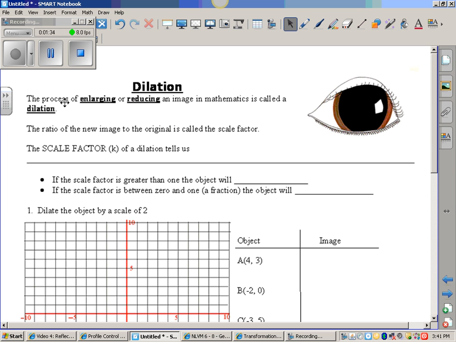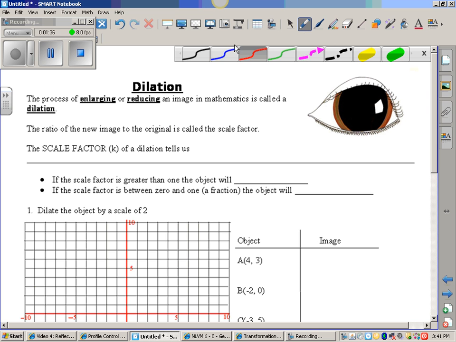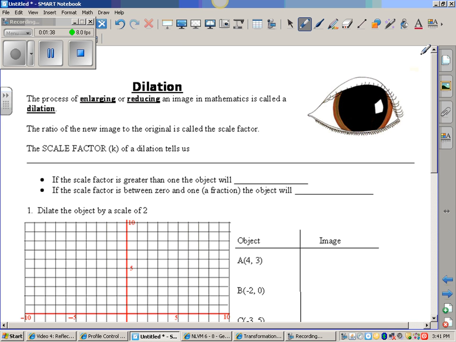A dilation is a process of either enlarging or reducing an image, making it bigger or making it smaller. That's why I have a picture of an eye over here. If you've been to the eye doctor lately, you may have had your pupils enlarged. And what the doctor does is they put a solution in to make it bigger so that then they can see in your eye and check it out. That's what we're going to do here, but with shapes on our X and Y graph.